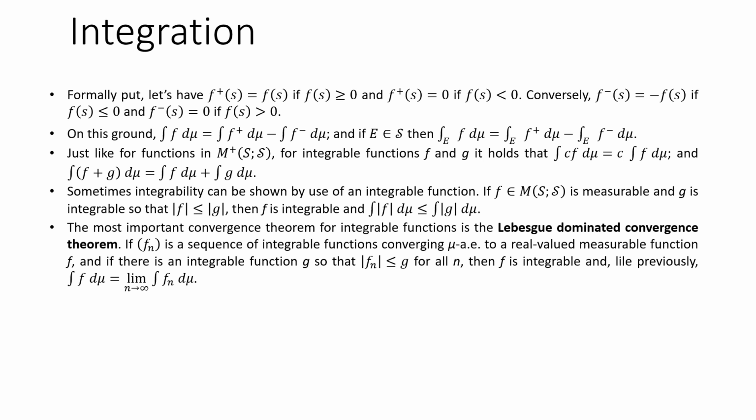So if we have a series of functions that converge to a function mu almost everywhere, we have the same convergence of the integrals, just like in the case of the monotone convergence theorem. This is a very useful fact too.